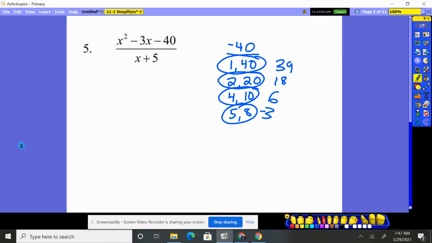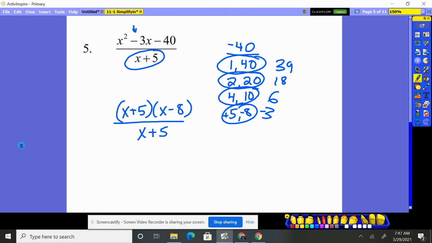We want a difference of 3. We want it to be a negative 3. It says that right there. So we're going to say, hey, negative 3. That means the 8's got to be negative and the 5 positive. We sort of knew that was going to happen because down in the bottom you have an x plus 5, and you know you want it to go bye-bye. So this top factors to x plus 5, x minus 8, all over an x plus 5.